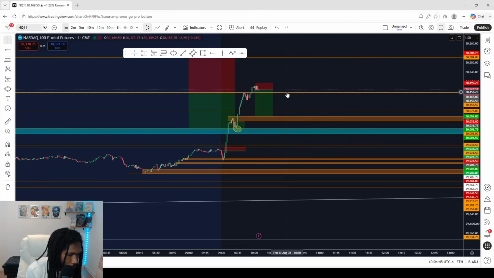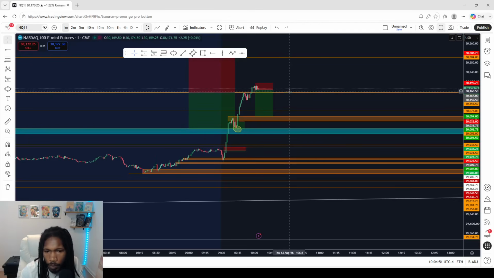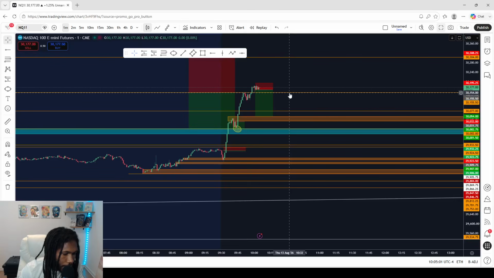Let's just see how price is reacting off of the 15960. That's what I'm kind of concerned about, because that's the level I actually wanted price to break and then push back to the downside. So we might actually be getting stopped out on this position, and if so, that would be it for the day.